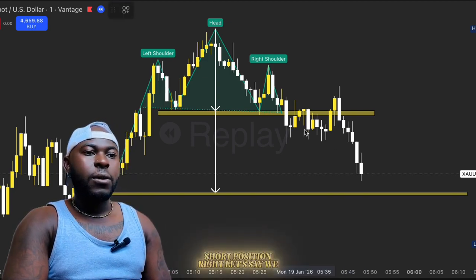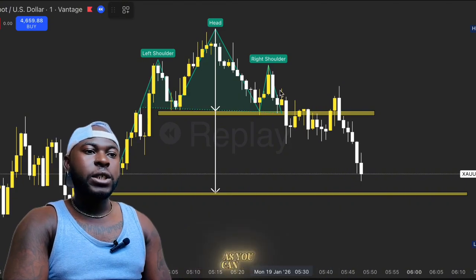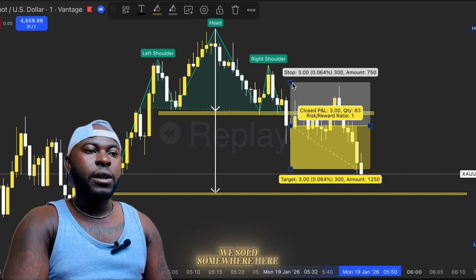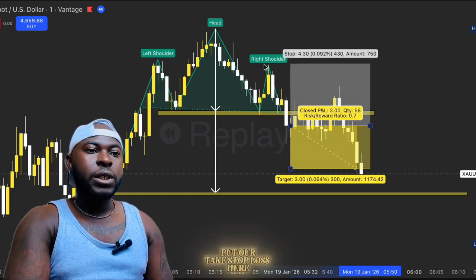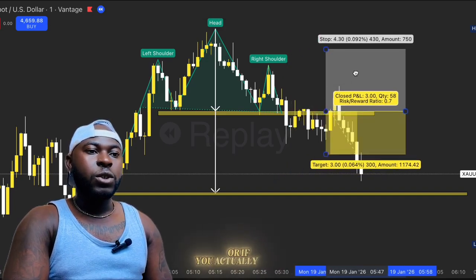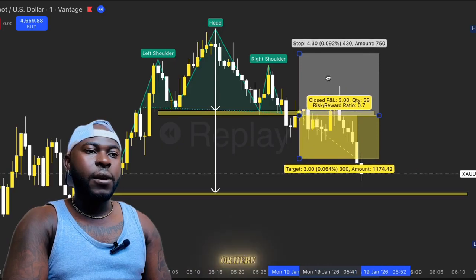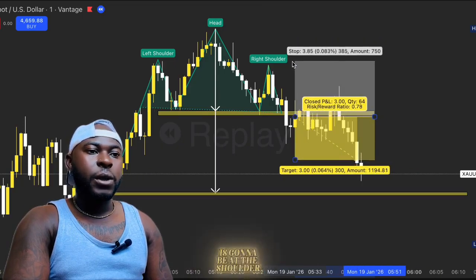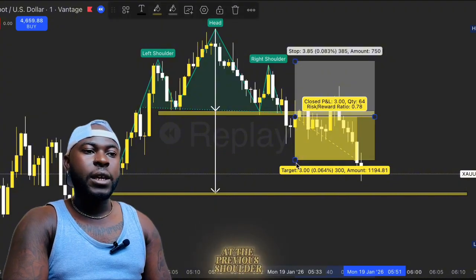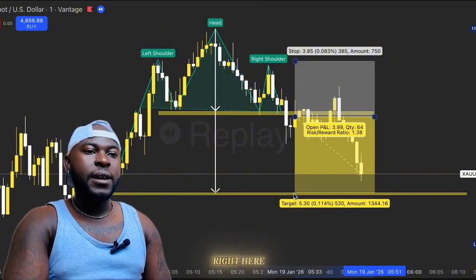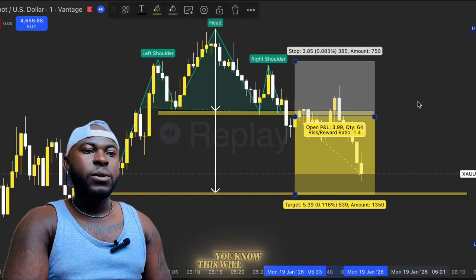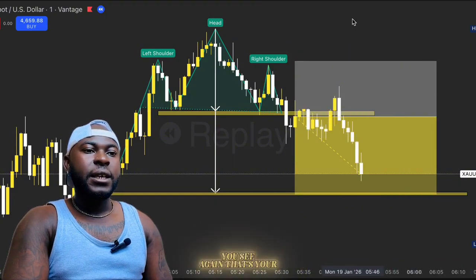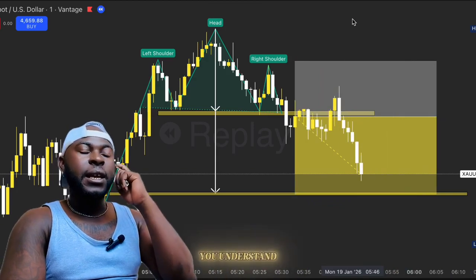Short position, right? Let's say we sold there. As you can see, the market came all the way down and it retested. We sold somewhere here. We put our stop loss here, or if you actually sell it here, or here, your stop loss is going to be at the previous shoulder, and the take profit is right here. This will be your take profit. You see again, that's your take profit. You understand? That's your take profit.